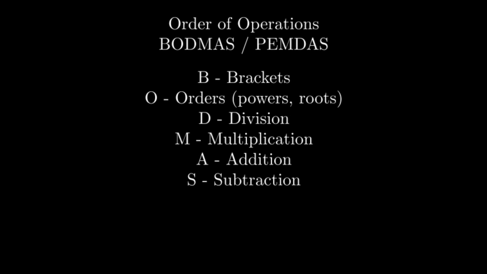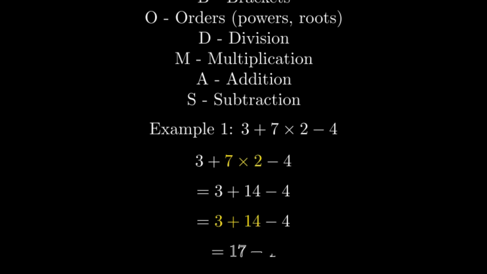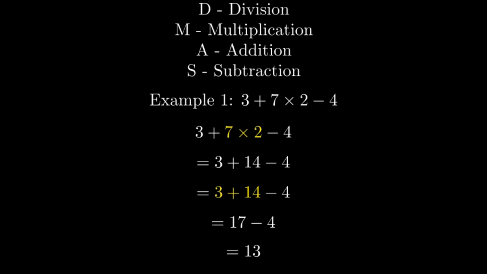Let's see how this works with an example. Consider the expression 3 plus 7 times 2 minus 4. According to BODMAS, multiplication comes before addition and subtraction. So we must perform the 7 times 2 calculation first, which is 14. Our expression becomes 3 plus 14 minus 4. Now we just have addition and subtraction, so we work from left to right. 3 plus 14 is 17, and 17 minus 4 is 13.